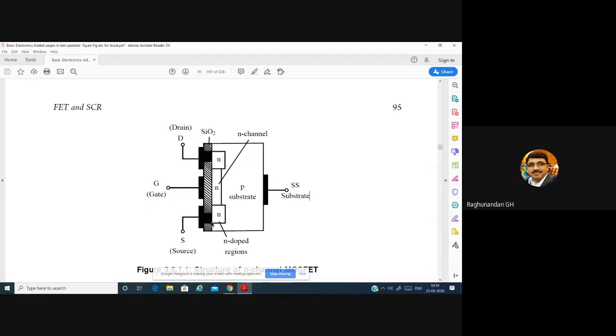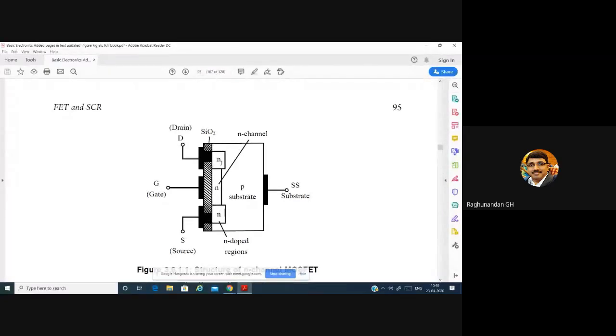After taking the substrate connection, what they will do is they will diffuse N type material in this part, and they are going to take one more N type layer here. So two N types are constructed, one here and one here. This is taken as the source, and this is taken as the drain. In order to connect these two, we are going to take one more N layer. This N layer is going to connect this source to this drain.